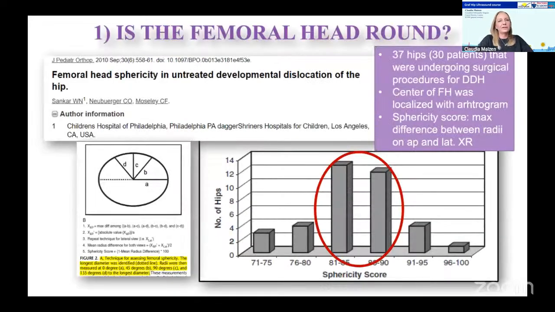In terms of the femoral head not being round, you don't have to take our word for it. It has been nicely published in a few papers. I'm mentioning 2 here. This paper, published in 2010, examined 37 hips during open reduction in DDH. This group calculated a sphericity score, and you can see that it is very rarely almost 100%. The majority of hips have an ellipsoid shape rather than being spheric.